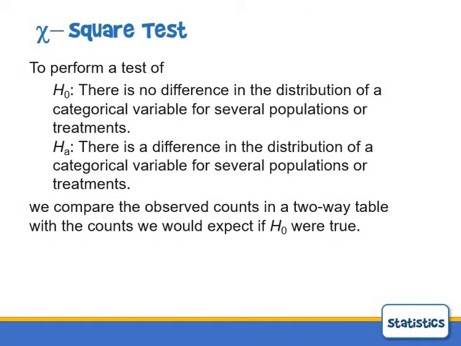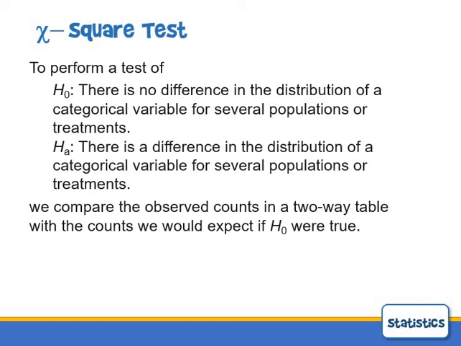If you have two categorical variables in a two-way table, chi-square will test the hypothesis that the null hypothesis is that there's no relationship between those two variables. There's no difference in the distribution of the categorical variable of several populations or treatments. Or in other words, there's no relationship between them. The alternative is that there is. There's some sort of difference in the distributions, meaning there's some sort of relationship between the two variables.